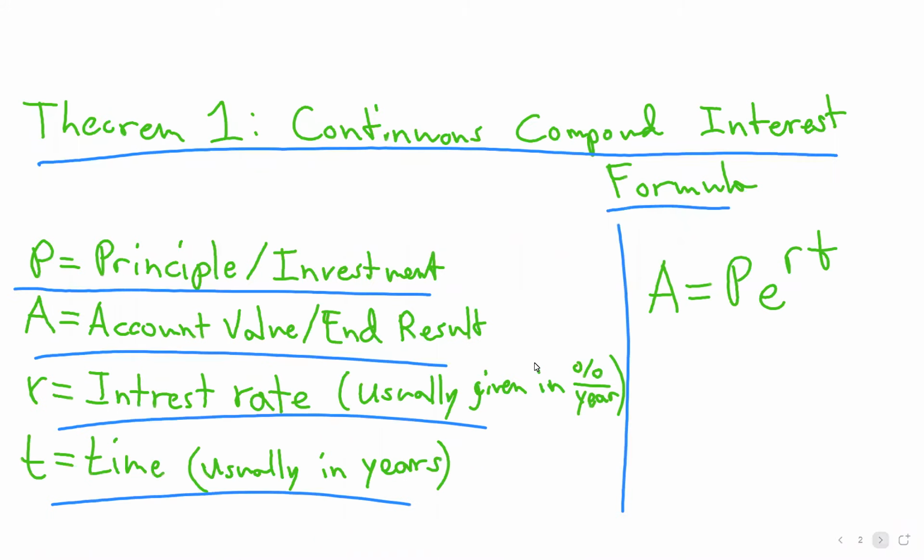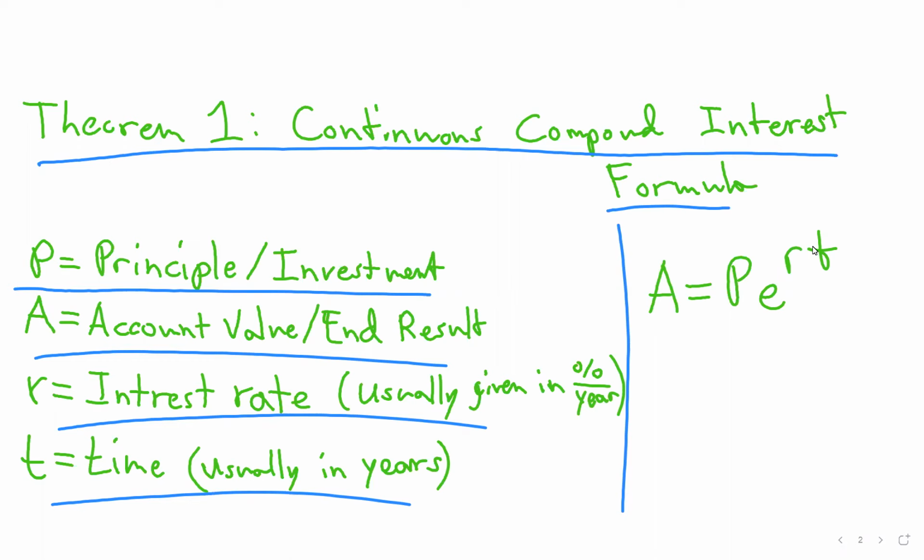Now, when we're looking at compound continuous interest, we use what is called the exponential function, and that is this amount right here that you'll see, e to the rt. So this exponential function gets multiplied by the principal to find what our end result or the account value at the end of the investment would be. And this exponential function is basically this e constant that we found to the power of r, which is our interest rate, times t, which is our time.